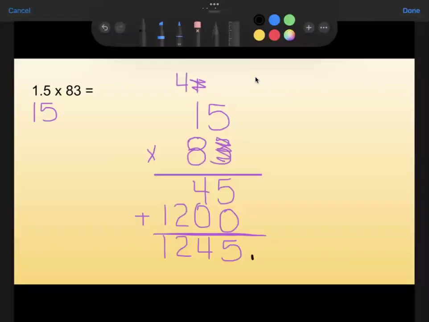And now I need to move it to the left, the same number of spaces as there were decimals in my original problem. So when I go back to the original problem, I have 1.5 as my decimal. That decimal only has one digit in a decimal place value. It only has a 5 in the tenths place. So that means for the answer, I'm only going to move the decimal one space. So even though it's a two-digit number, it only had one decimal. That's why I only moved it once. So the final answer is going to be 124.5.